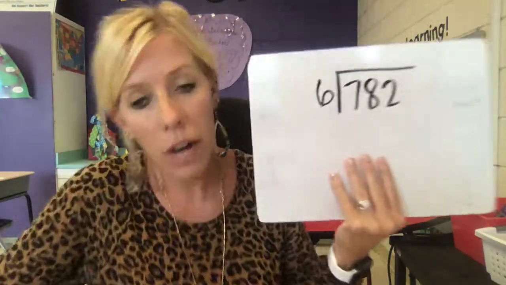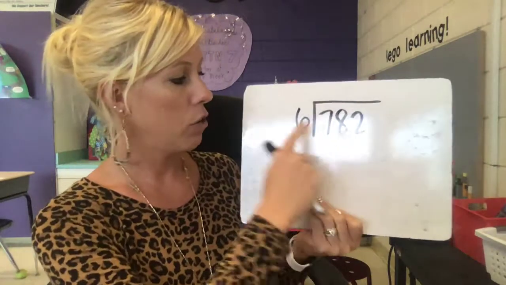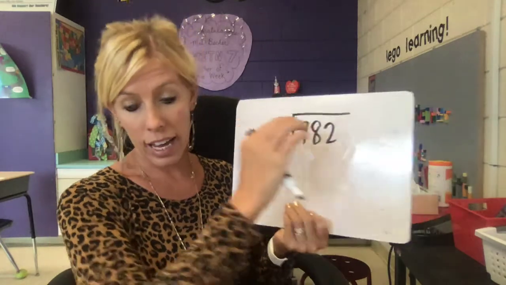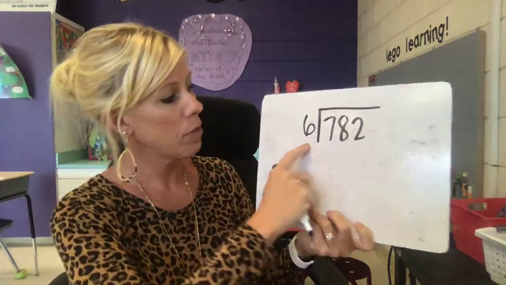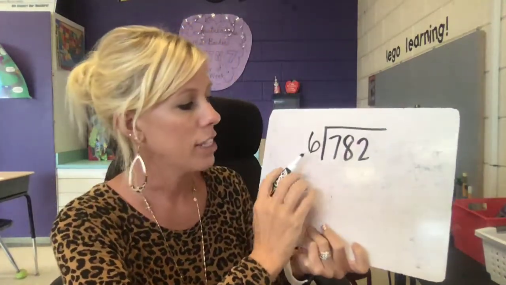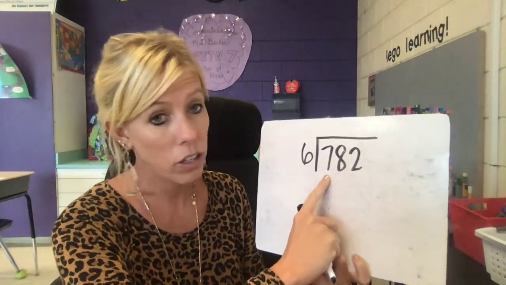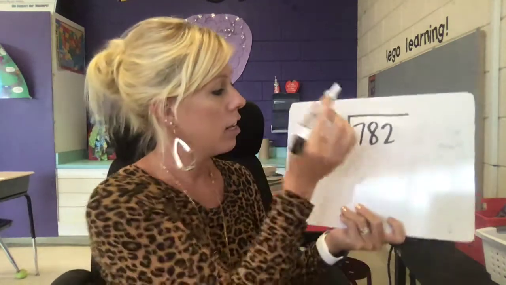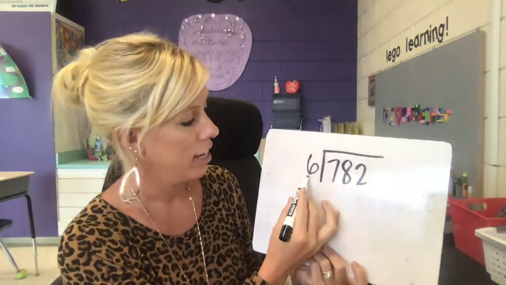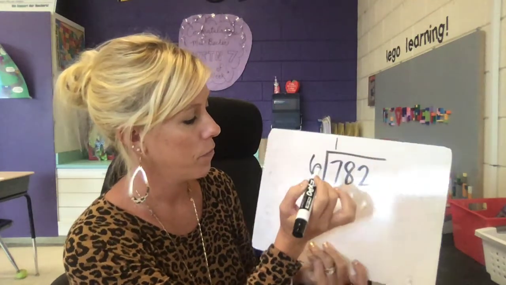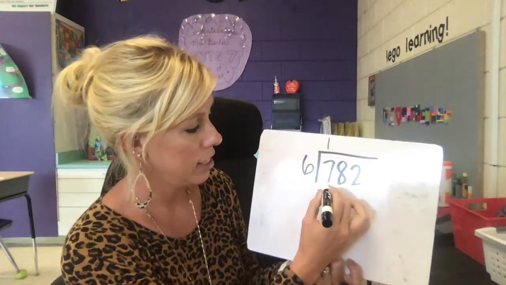So let's just start with this number. All right, 782 divided by 6. This is our number that's being divided. We are dividing by 6. So we're seeing how many times 6 goes into 782. We can look here just at the 700, and we know that 6 will go into 7 one time, because 1 times 6 is 6.